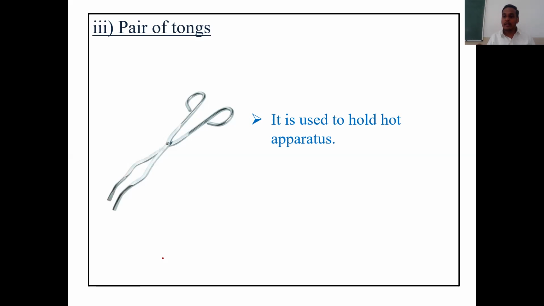At that time, while shifting the hot apparatus, you are neither going to hold the hot apparatus with your hand or any other cloth. At that time, you are going to make use of the pair of tongs to shift the hot apparatus from one place to the other on your table, where the asbestos sheet has been provided.